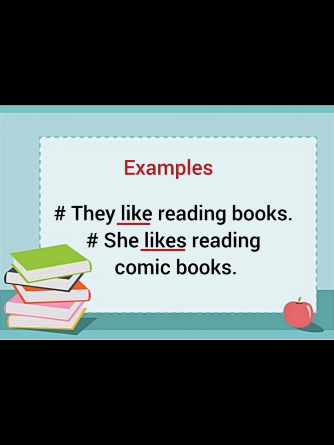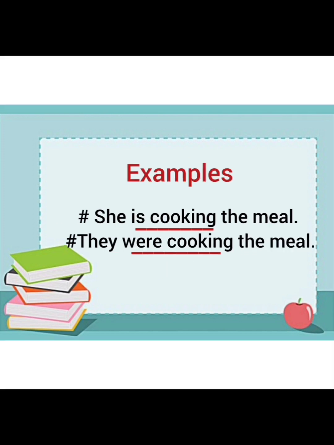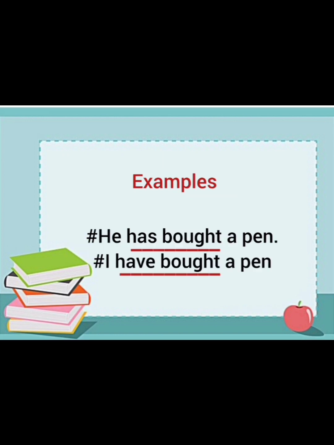Next example, please. She is cooking the meal. They were cooking the meal. Now here is and were are considered as finite verbs because we can switch them according to the tense. He has bought a pen. I have bought a pen. Now again, change of subject is there. With the first example, he is there and I have used has, and in the second example, I is there and I have used have.